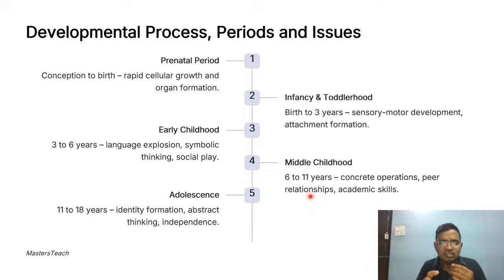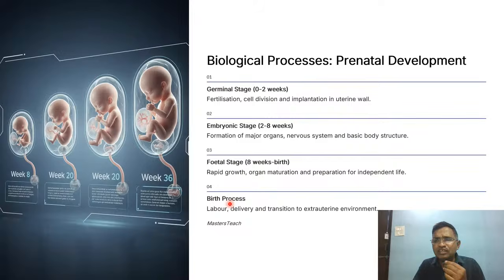In adolescence, identity formation takes place, then abstract thinking and independence happen. So, the development process, periods, and issues: remember prenatal stage, infancy and toddlerhood, early childhood, middle childhood, and adolescence. This is very important not only for your B.Ed exams, it is also helpful for your CTET, NET, and other teaching aptitude tests.